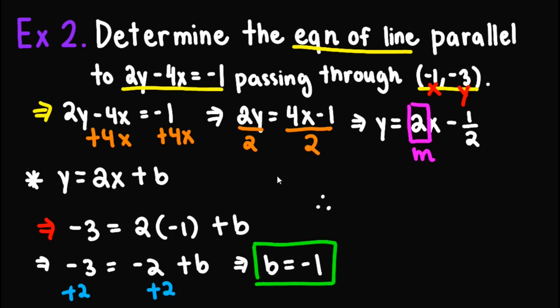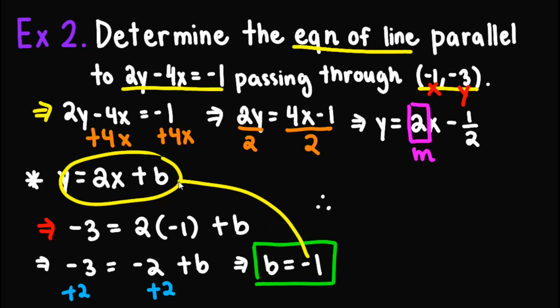Therefore, plugging this into this one, we obtain an equation of a line parallel to the given equation. This is given by y equals 2x minus 1. And this out here is our final answer.